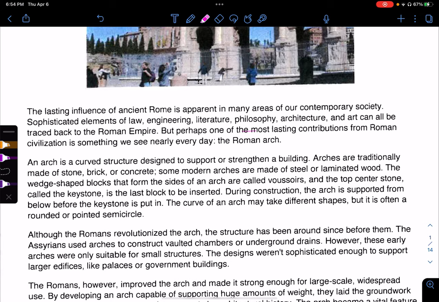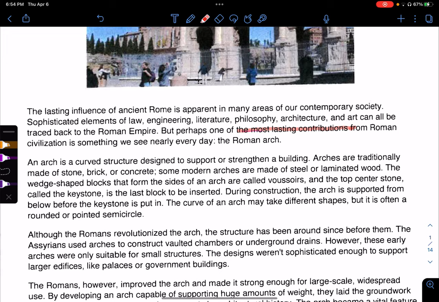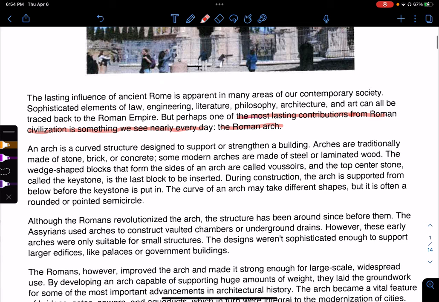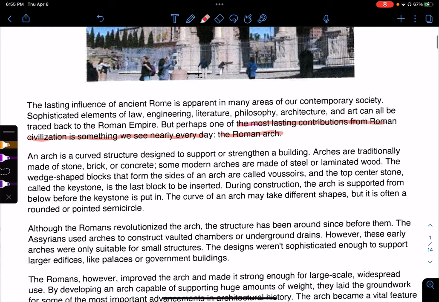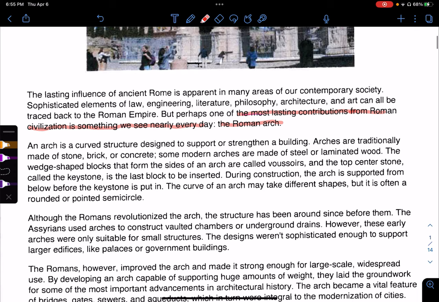Why is this? I need a highlighter. Here we go. Contributions from the Roman civilization are something we see nearly every day. The Roman arch, right? This is an arch right here. An arch is a curvature. It's a curved structure designed to support or strengthen the building. Arches are traditionally made of stone, brick, or concrete. Some modern arches are made of steel or laminated wood. The wedge-shaped blocks that form the sides of the arches are called voussoirs. Interesting. And the top center stone is called the keystone.